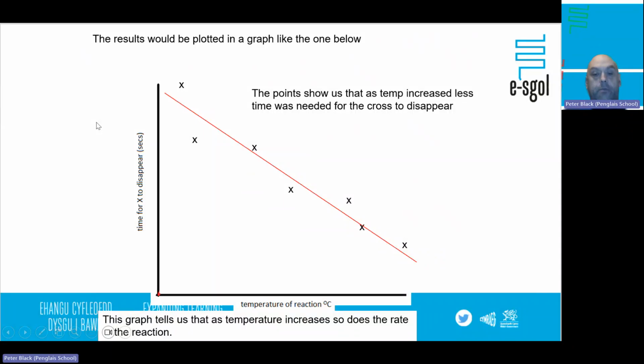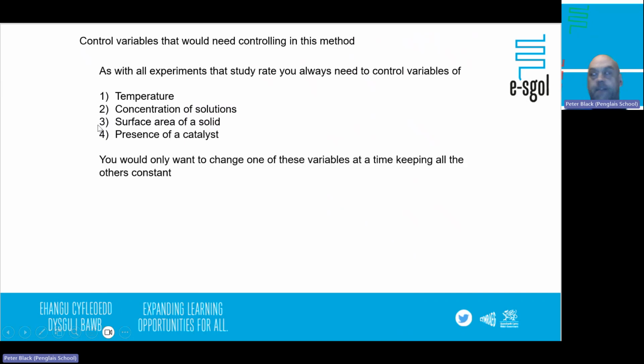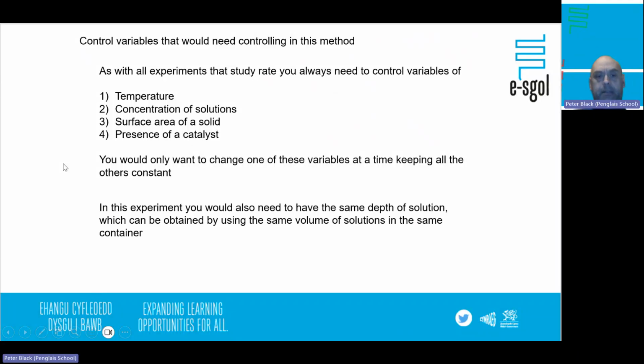Okay, and then what we're going to do there is move on and talk about the variables that we can control in this reaction. So anything that affects rate is going to be crucial to control if we wanted to monitor one of these. So if I wanted to look at temperature, I would control all these factors, keep them the same. If I wanted to look at the effect of concentration, all these factors would be kept the same. We only change one variable at a time.